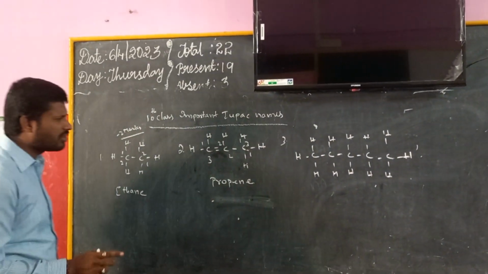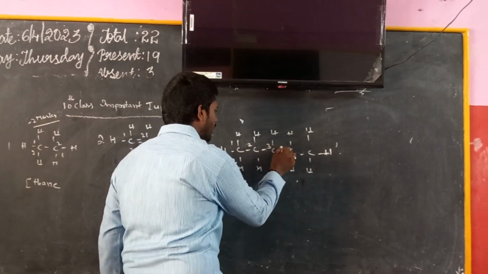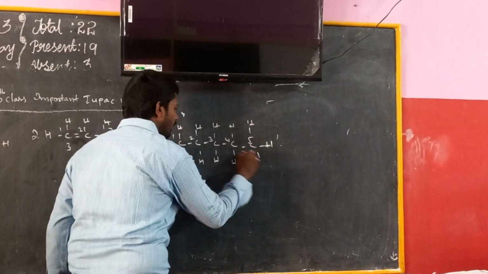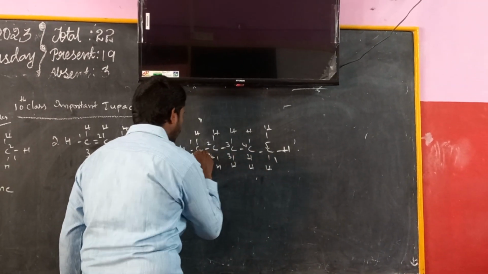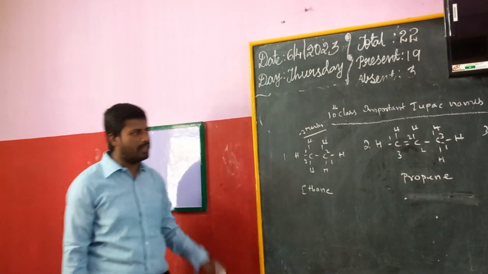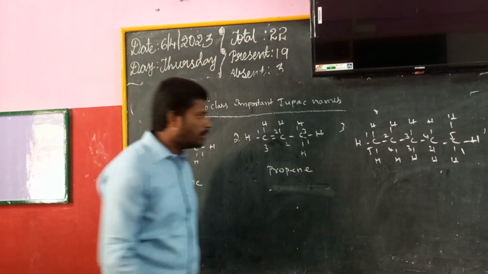All are single bonds. Start numbering 1, 2, 3, 4, 5. Here also 1, 2, 3, 4, 5. We have given 5 numbering and only single bonds are there. 5 means pent. This is nothing but pentane.